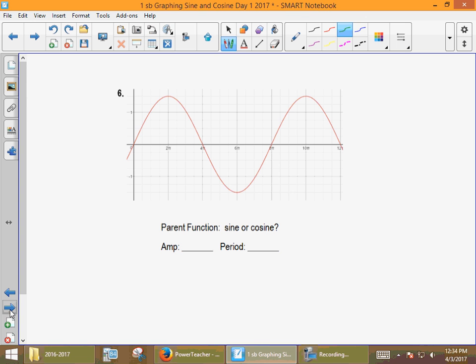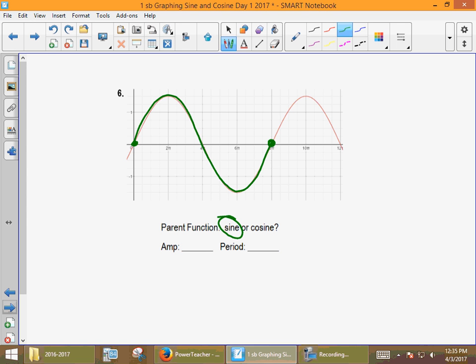Alright, so this one, start on the y-axis, trace, so we have an up wave, we have a down wave, and then we start to have an up wave again. So that tells you that's one full cycle. Is that sine or cosine? Sine. It has 2 full to begin with.